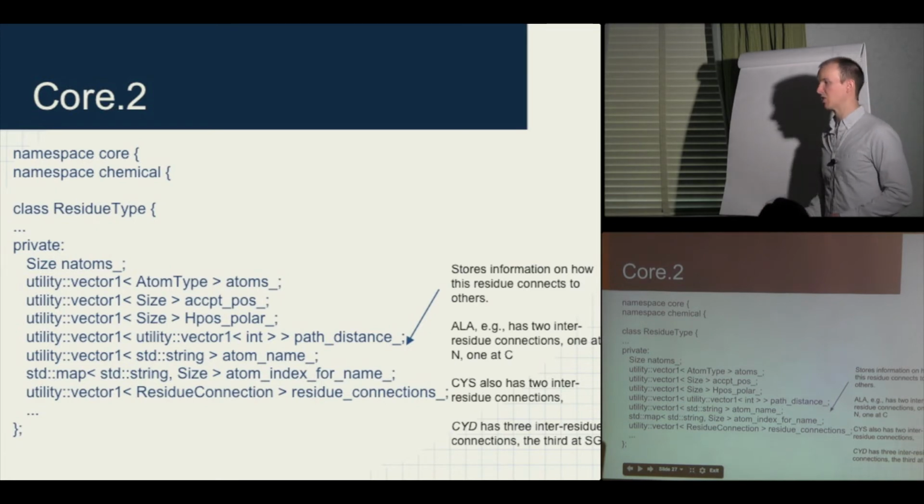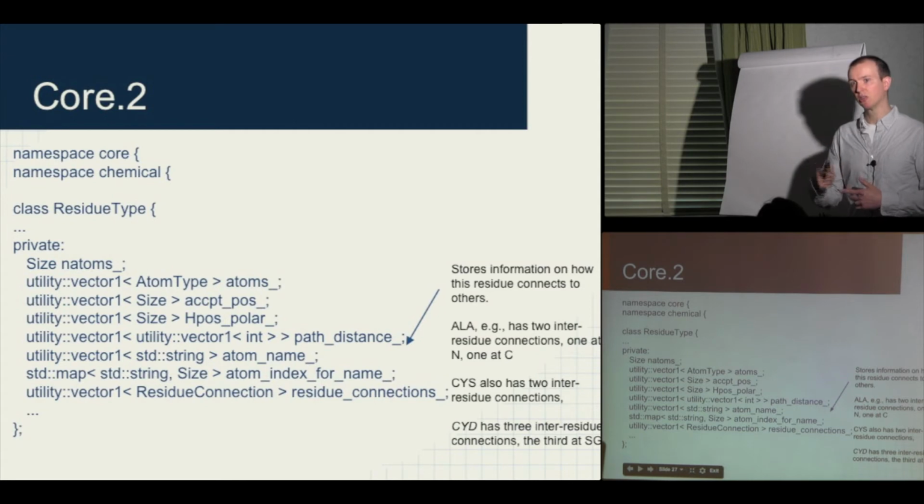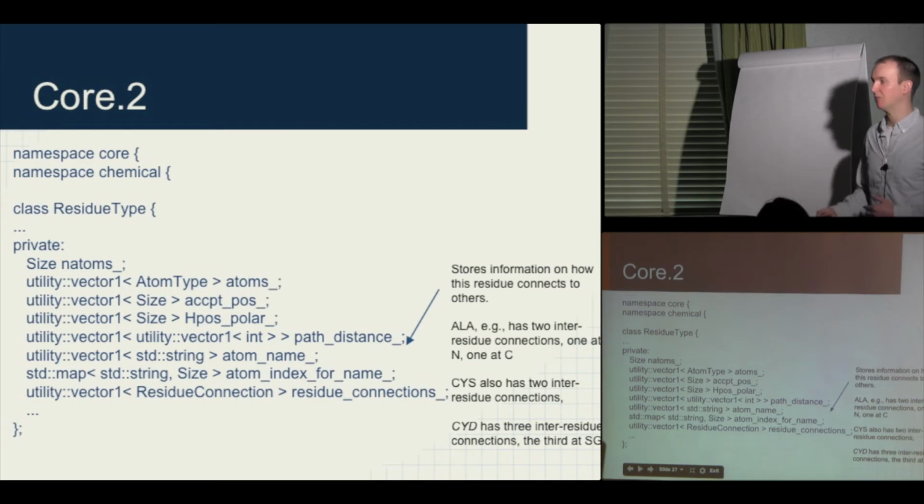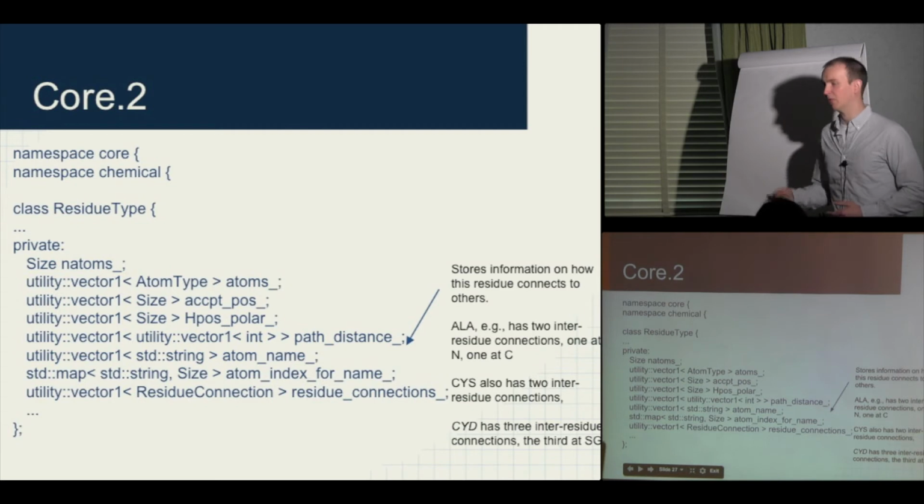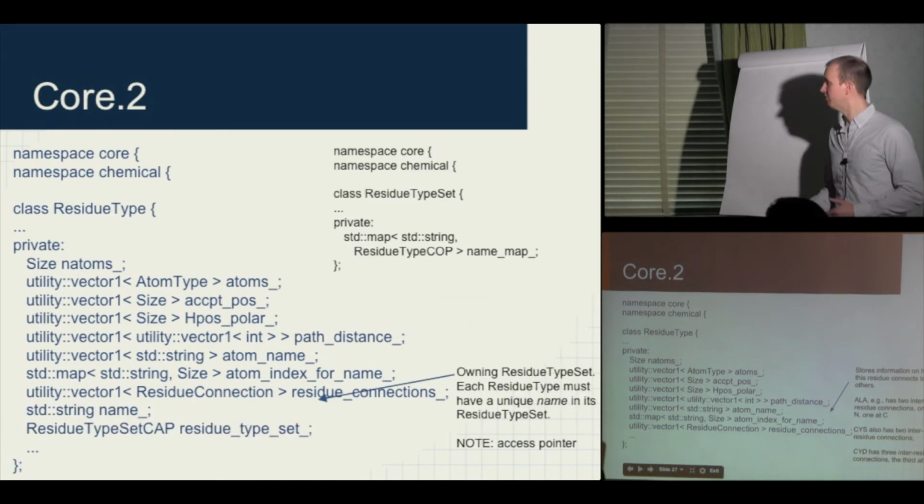The residue connection information holds idealized information about the inter-residue connection. So what's the expected bond distance between the connecting atom and the other atom that it's going to be chemically bonded to, and what's the expected angle. And that's useful for figuring out the chemical connectivity of the conformation that you give to the residue type at construction.